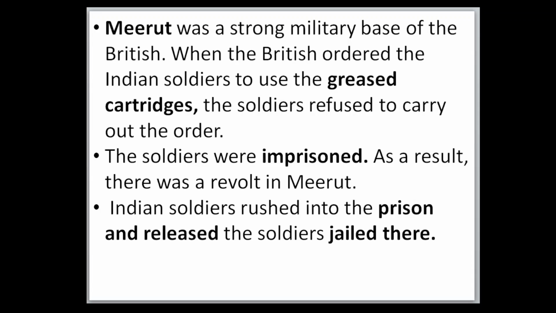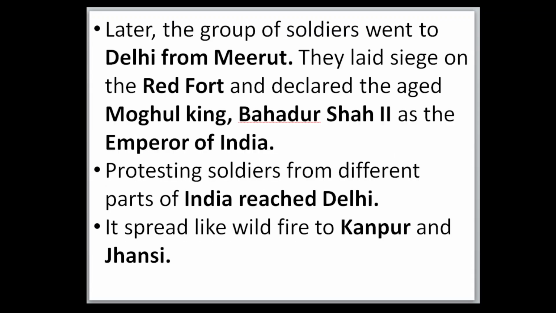Once the news spread to Meerut, a group of soldiers went from Meerut to Delhi, and they laid siege to the Red Fort. They seized the Red Fort and declared the aged Mughal king, whose name is Bahadur Shah II, you have to remember his name, as the emperor of India.